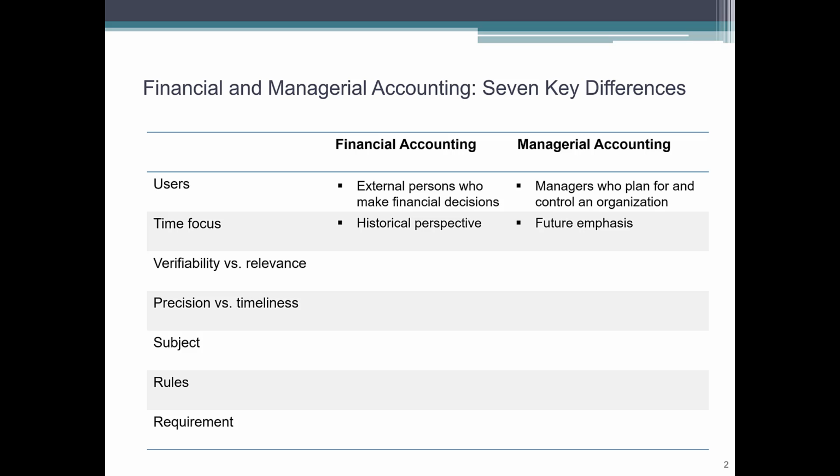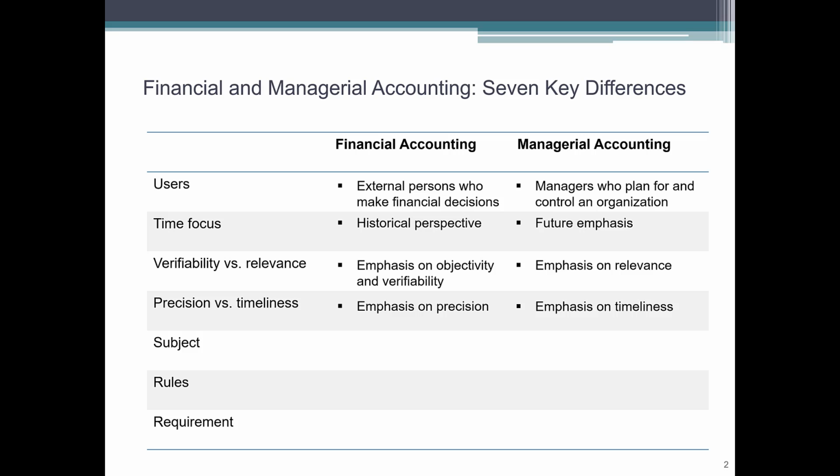Relevance over data. Financial accounting data should be objective and verifiable. Managerial accountants focus on providing relevant data even if this data may not be completely objective and verifiable. Precision versus timeliness. Financial accounting focuses on precision when reporting to external parties, but managerial accounting helps decision makers by providing good estimates as soon as possible rather than waiting for precise data later.